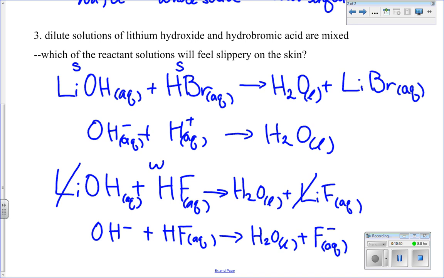So that's why that reaction's a little bit different when you have a weak acid versus a strong acid in this reaction. So if I went up to the top there, it says which of the reactants solutions would feel slippery on the skin, and the answer would be the lithium hydroxide, because a property of feeling slippery is basic. So this is just the completion on writing double replacement reactions, precipitate and acid-base reactions.